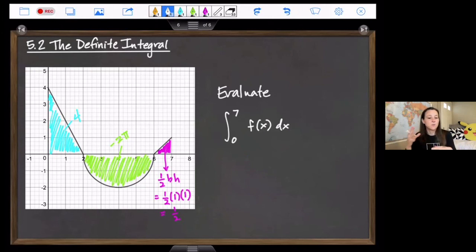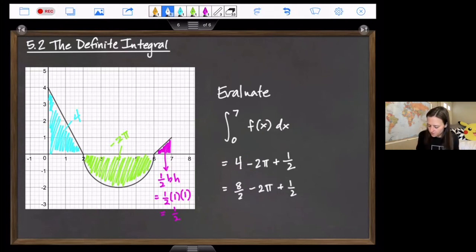So our definite integral from 0 to 7 is going to lump all of these 3 areas together, the blue, the green, and the pink. So we want that blue area, the negative green area, and then that positive pink area, which was 1/2. So 2 pi isn't going to combine easily with the other two, but I can make 4 and 1/2 combine together. So let's rewrite 4 as 8/2, so that I can combine that with the 1/2. So that's going to be 9/2. So I'm going to get 9/2 minus 2 pi.